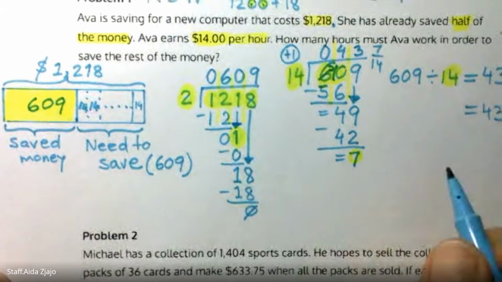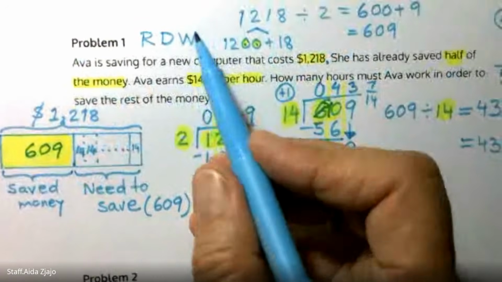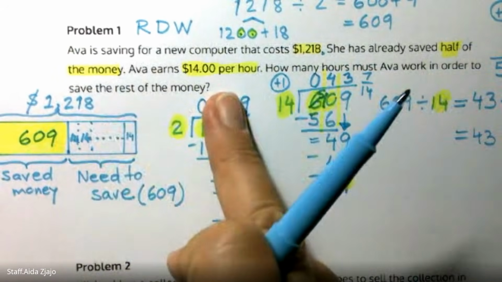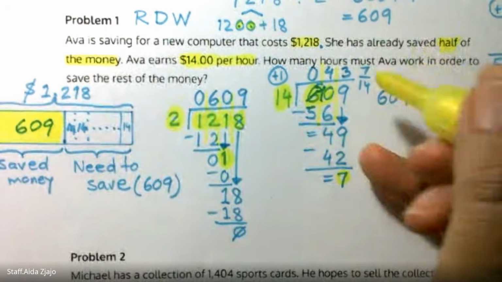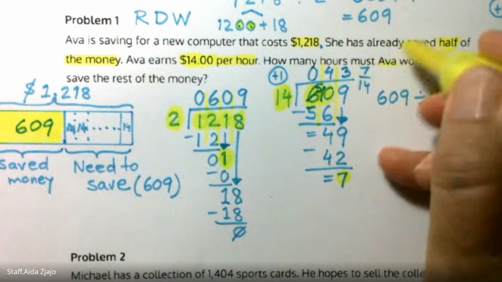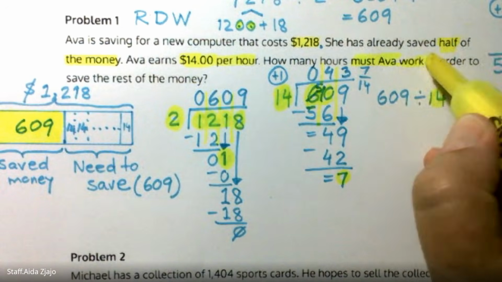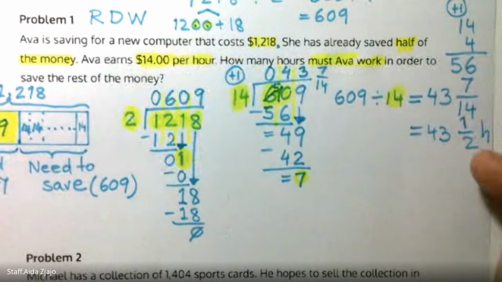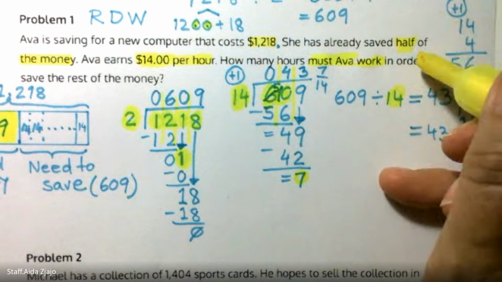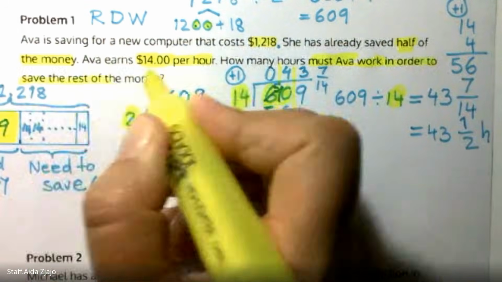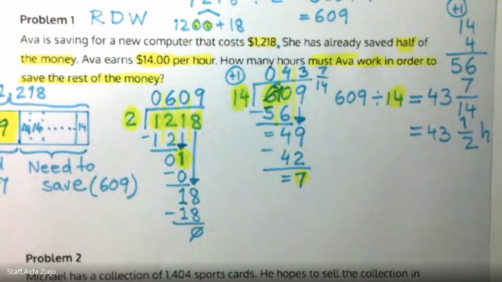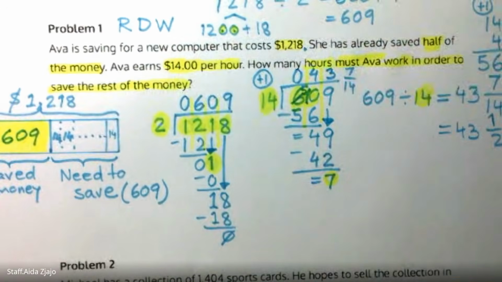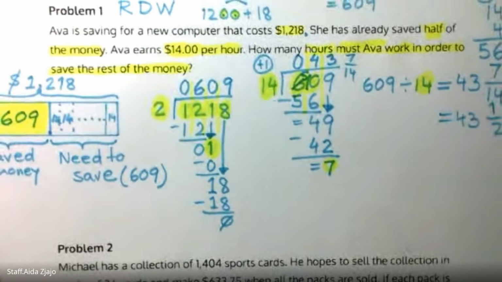So now we need to write a statement. We did the read, we draw, and we write how many hours must Ava work in order to save the rest of the money. So use this language. Ava must work for about 43 more hours, exactly is 43 and a half hours, in order to save the rest of the money. So all this language, we can use it in our statement to write the answer.